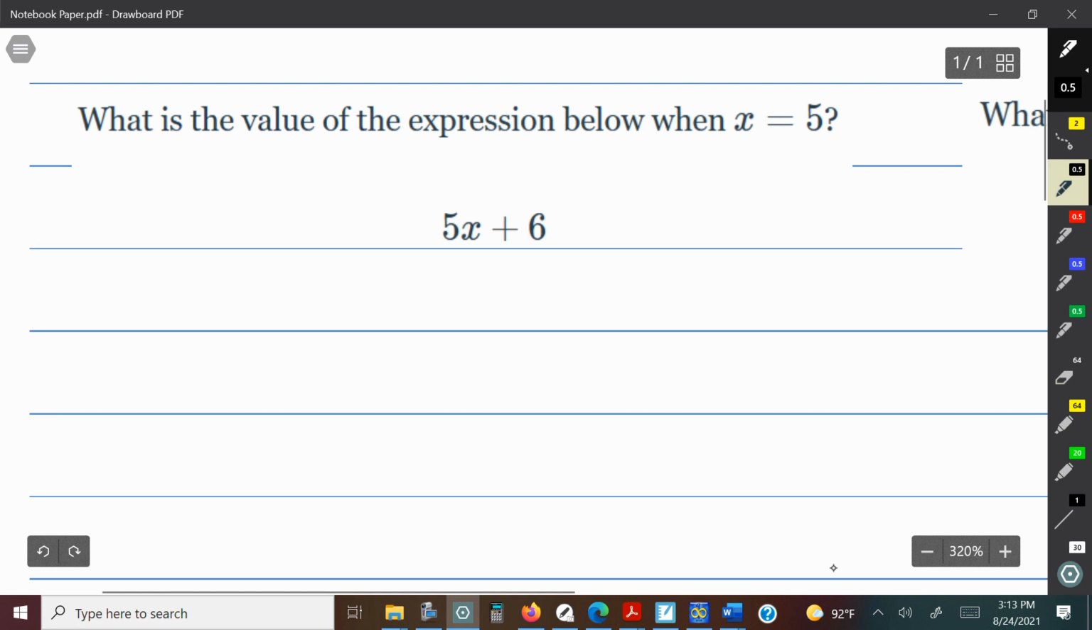Okay. So I'm going to rewrite this expression and put parentheses there. So I got 5 times parentheses plus 6. And the parentheses is in place of the x. See, right here, it's in place of that x right there. And what I'm going to do is plug in this 5 that's given in for x.